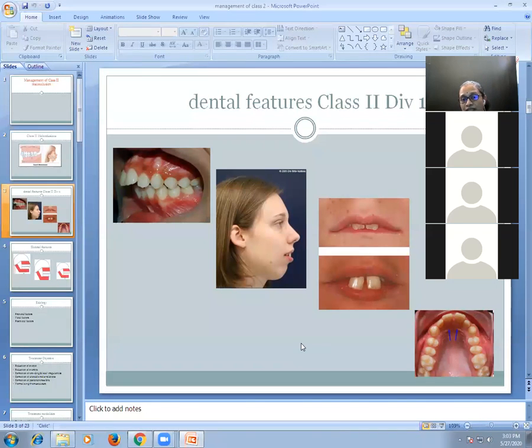So, what are the dental features of class 2 div 1? Proclined upper incisors, there will be a large, increased overjet, then crowding, spacing, anything could be there. There will be a lip trap, trauma to palate due to impingement of lower incisors. Skeletally or in profile, no lip seal, convex profile, retrognathic mandible, prognathic maxilla.